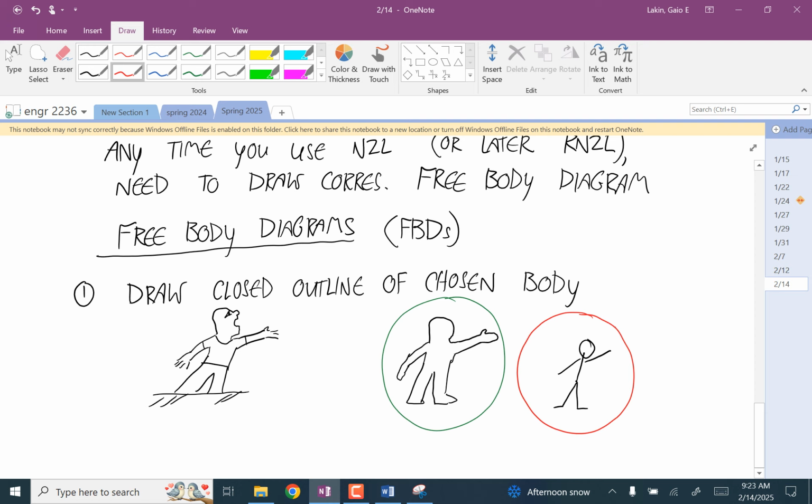Why doesn't that one work? Because it's not a closed outline. There's nothing clear in this picture about what's inside and what's outside your boundary. The boundary is everything with these, okay? Also, what about this one?